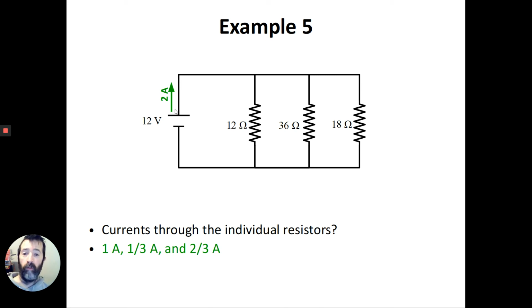Now, we also could have found the 2 amps by doing the calculation from this slide first. Since I can tell from the diagram that each resistor has a potential difference of 12 volts, I could calculate each of their individual currents, and then I would know that the total current that comes out of the battery has to be the sum of those individual currents.